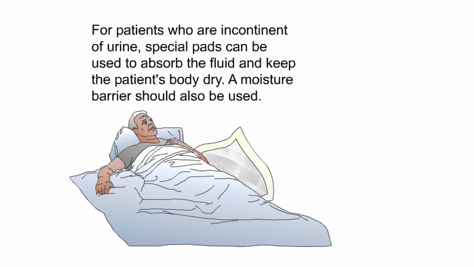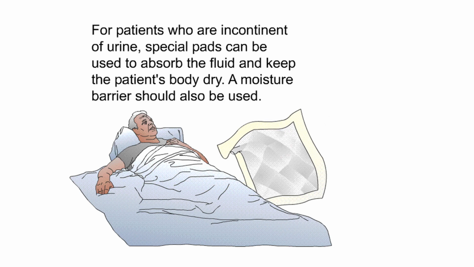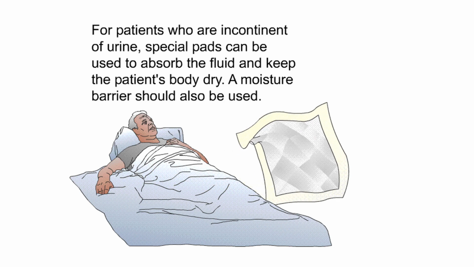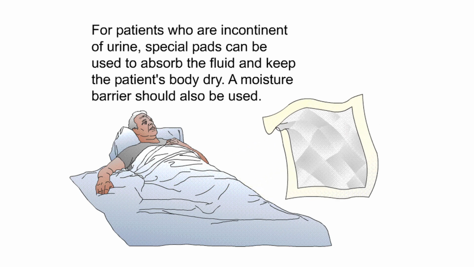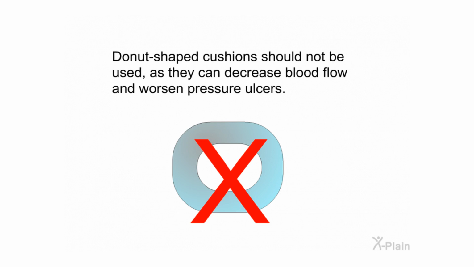For patients who are incontinent of urine, special pads can be used to absorb the fluid and keep the patient's body dry. A moisture barrier should also be used. Patients who are incontinent of stool should be checked frequently and cleaned quickly and thoroughly. A moisture barrier should also be used. Donut-shaped cushions should not be used as they can decrease blood flow and worsen pressure ulcers.